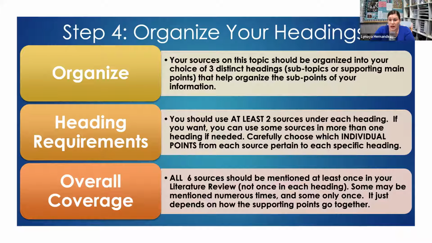It's important to know that you have to have at least 2 sources under each heading, but you might need to have more than 2 because you have 3 sources that mention this same subtopic, so they should all be in that heading. You should have at least 2 sources under each heading, but you might be repeating sources within other headings within the paper, so each source might be mentioned more than one time. All 6 sources that you choose have to be mentioned, examined, and analyzed in your literature review, and some may be mentioned more than once.